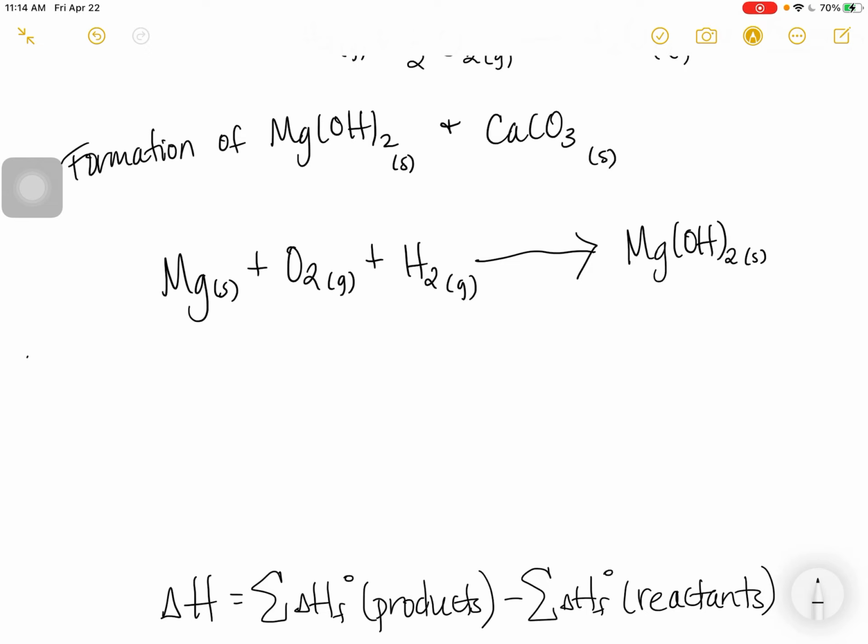It is already balanced. We do in fact form 1 mole of my product. So this is the formation reaction for magnesium hydroxide.